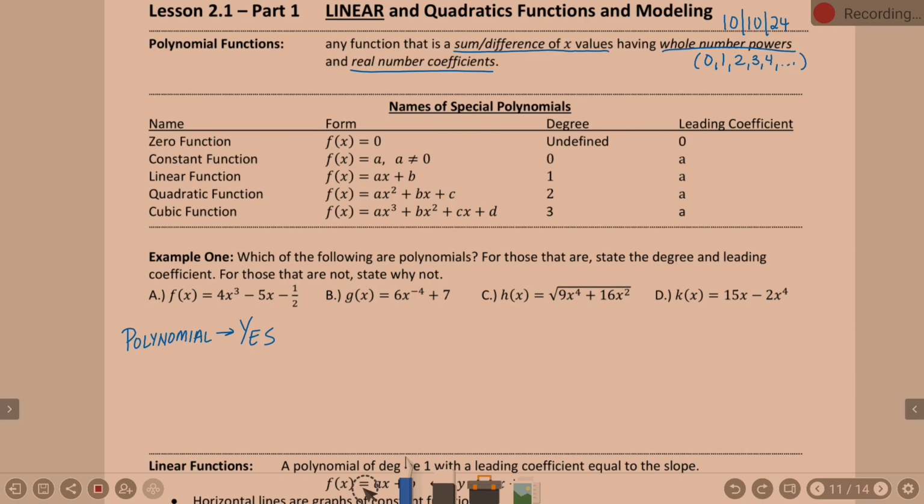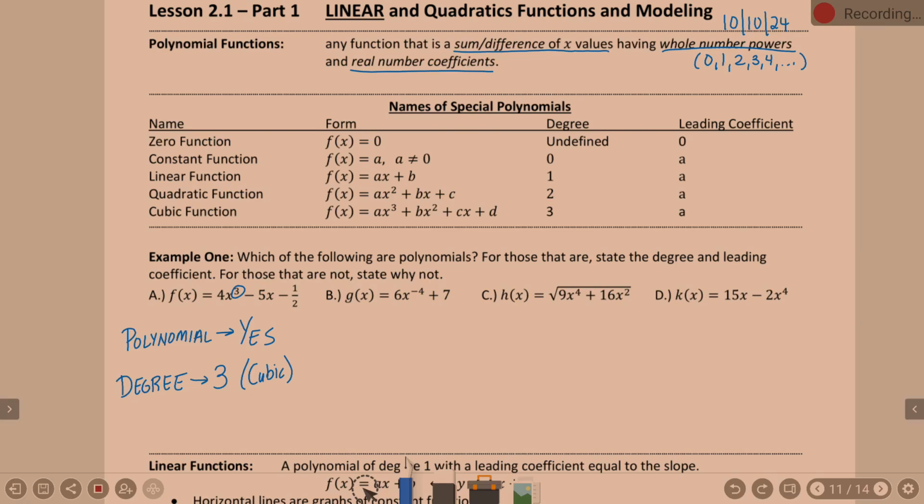If it is a polynomial, we're being asked to state the degree and leading coefficient. So, let's talk degree here. What degree would this be? Rebecca? 3. The highest power is 3. So this is a degree 3. You could write 3, or you could use the word, it is a cubic. When you ask for a degree, it's usually a number, but it is also a cubic.